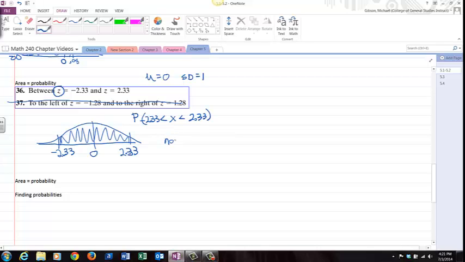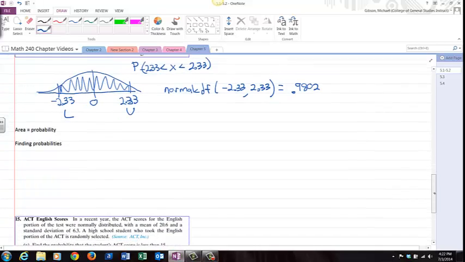So we'll just do our normal CDF. Now this time we have both a lower limit and an upper limit. So minus 2.33 up to 2.33. Again, we're standard normal, so we don't need to put in the mean or the standard deviation. So let's see what we get. DISTR, normal CDF, negative 2.33 comma 2.33, close parenthesis, enter, and I get 0.9802. So the probability of being between minus 2.33 and 2.33 is 0.9802, and it's also the probability on that curve.